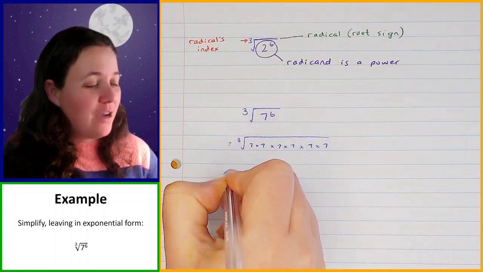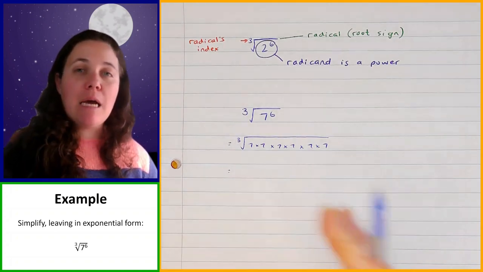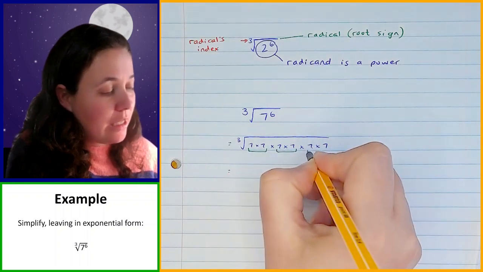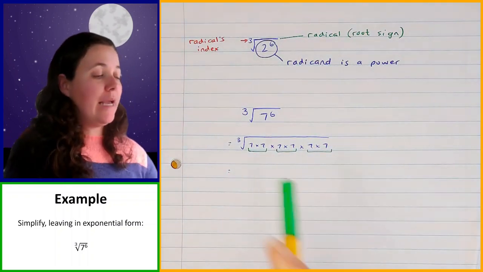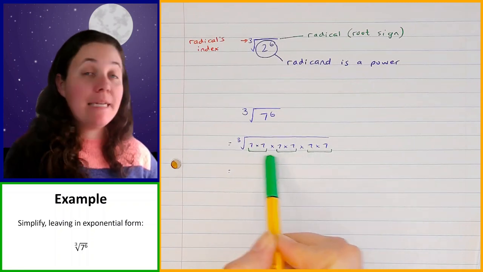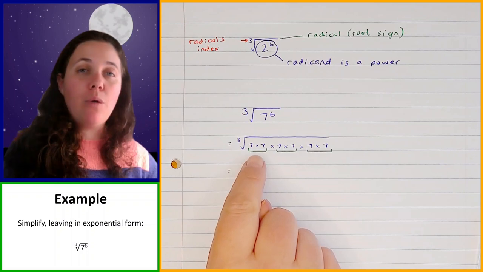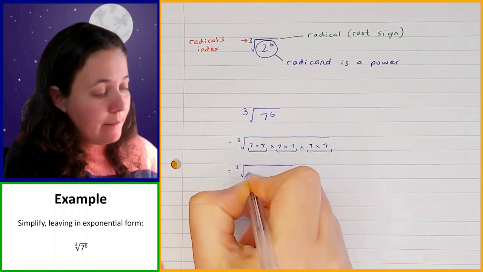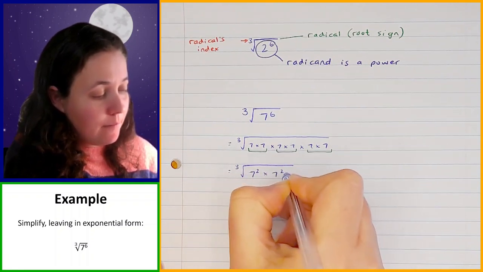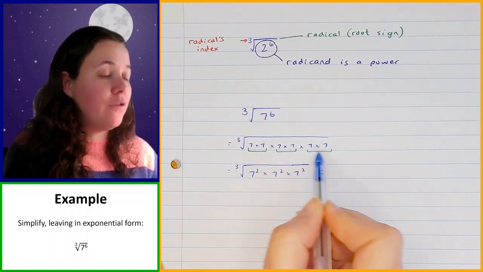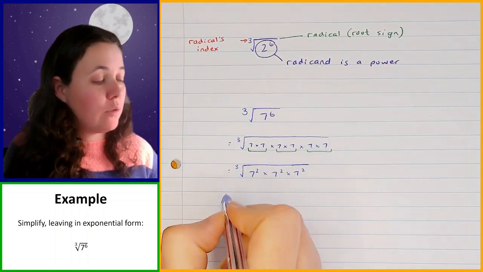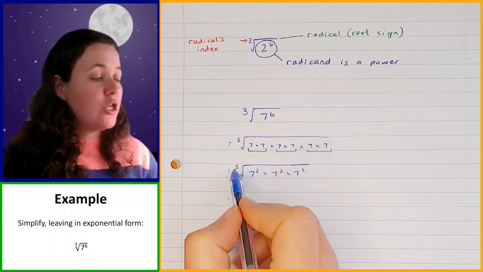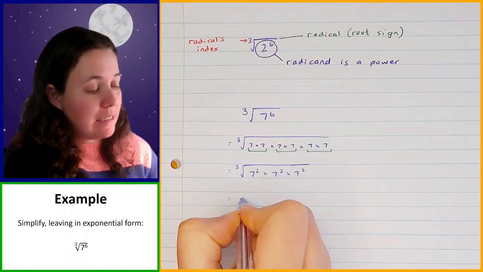Okay, so now I'm going to take those and split it up into 3 separate groups. I can say these can go together, these can go together, and these can go together. So each group is 7 times 7, and I have 3 identical groups. Now my cube root is going to be the same as one of those groups. Now this could also be written like this, where I could write each of those groups as a power. Okay, so the cube root, remember we said it's going to be equal to one of those groups of factors. So the cube root is equal to 7 squared.